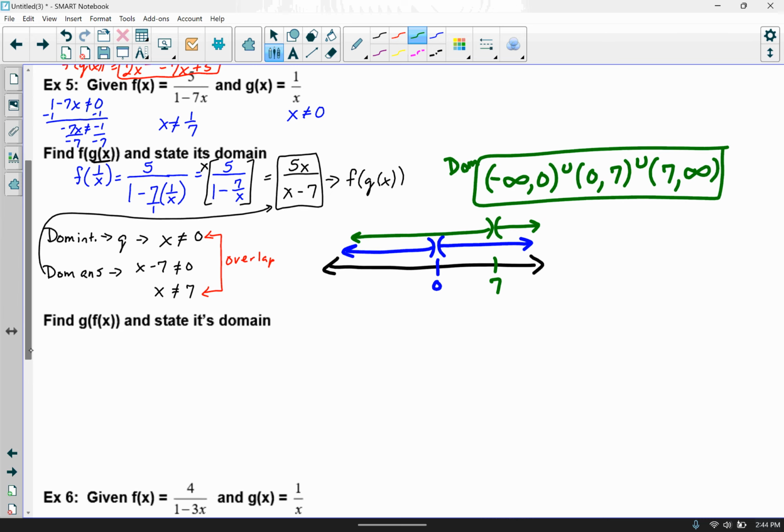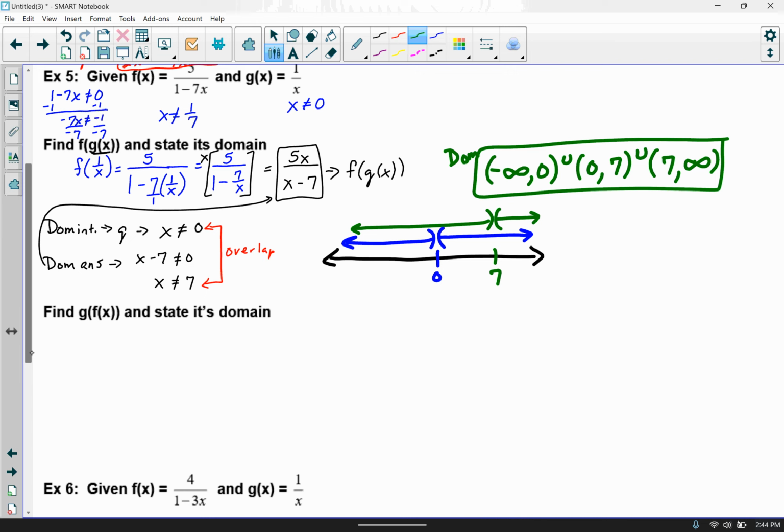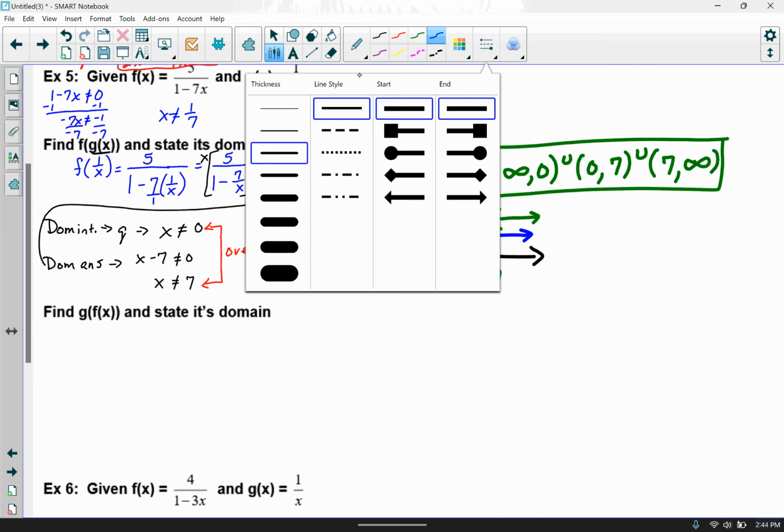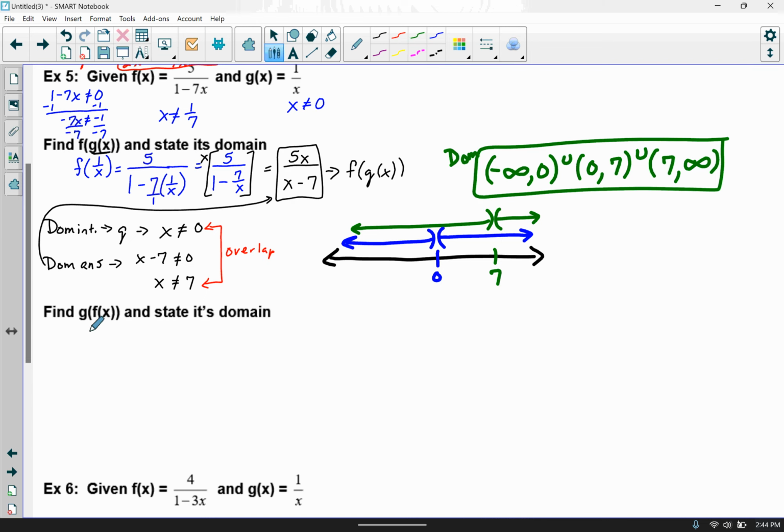All right, let's come on down then to the second part here. We are using the exact same two functions. We are just switching what my interior function is. This time I want to find g of f of x. So starting from the inside out, here's my f of x. So I want to find g of, my f of x is the 5 over 1 minus 7x.